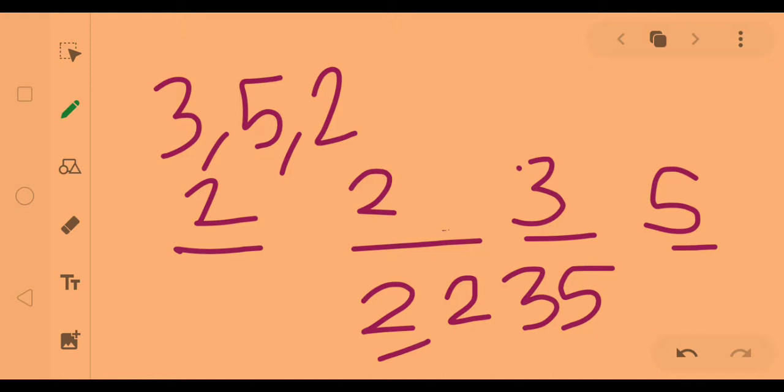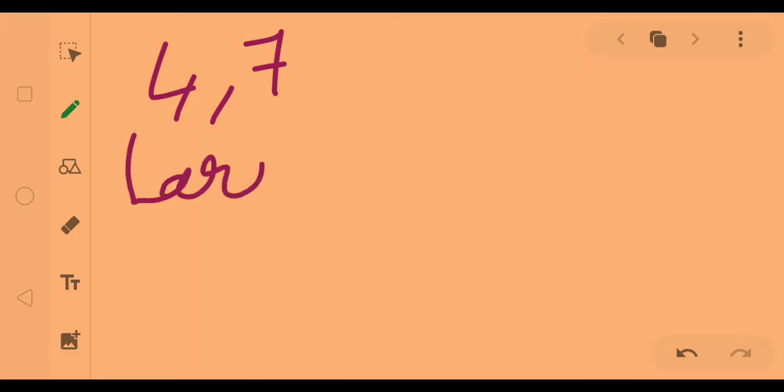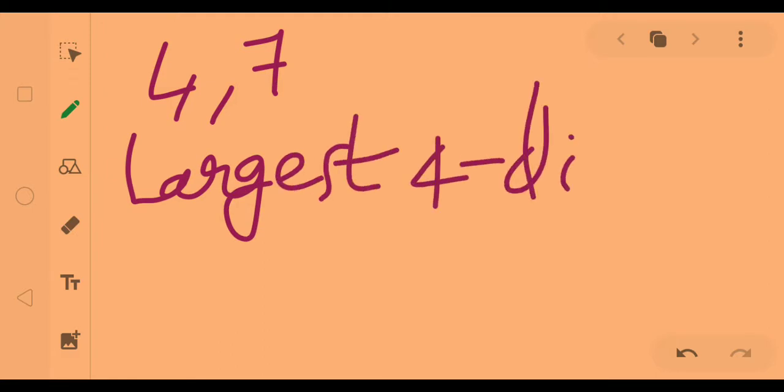So let's see one more different case. If only 2 digits are given, like 4 and 7, and you are asked to form the largest 4 digit number and the smallest 4 digit number. Let's write the largest 4 digit number first. It is just like the previous problem. To form the largest 4 digit number, 7 is to be repeated.